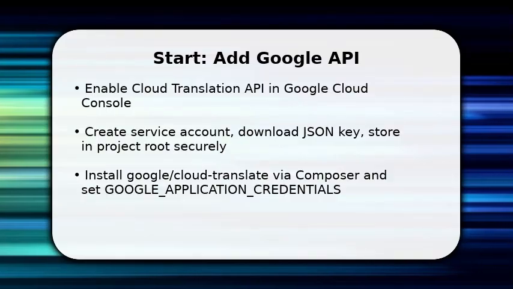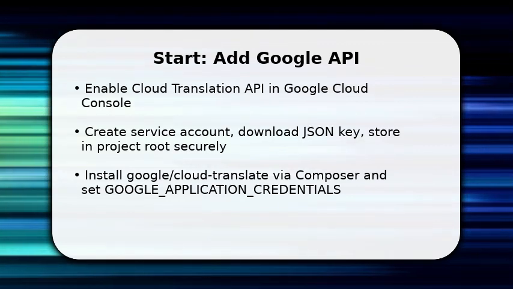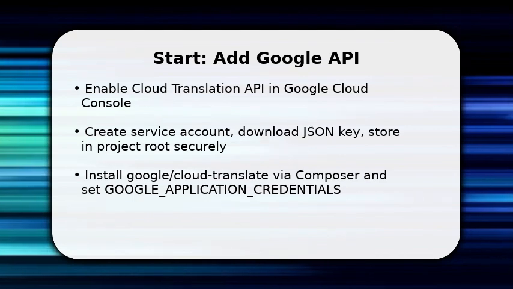You will begin by enabling the Cloud Translation API and creating a service account key. Do that now so the credentials exist. Once done, place the JSON key in your project and point GOOGLE_APPLICATION_CREDENTIALS to it, and run composer require google/cloud-translate to install the client.